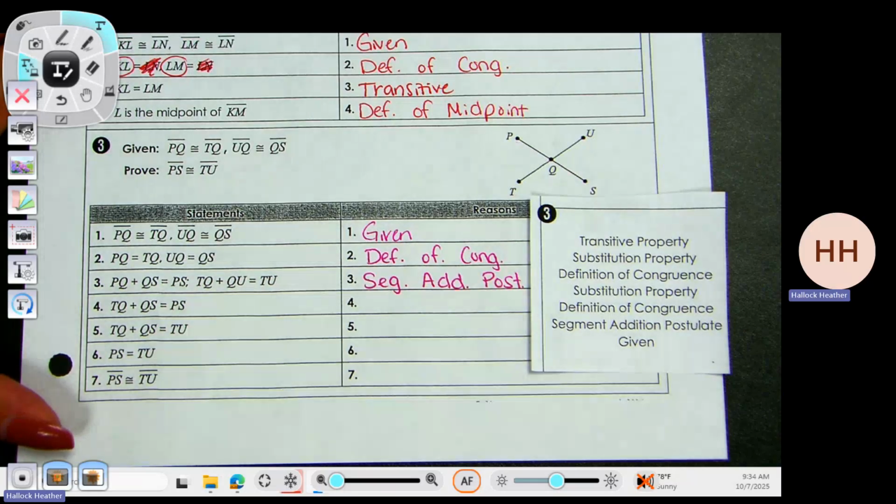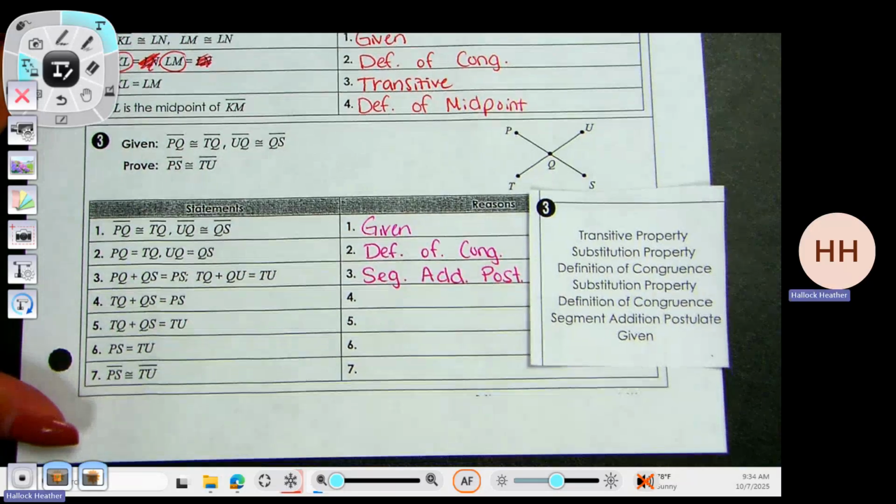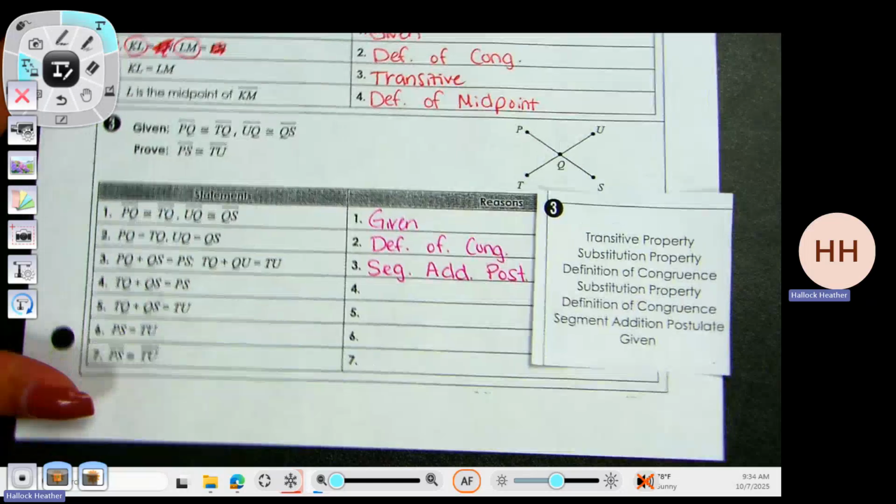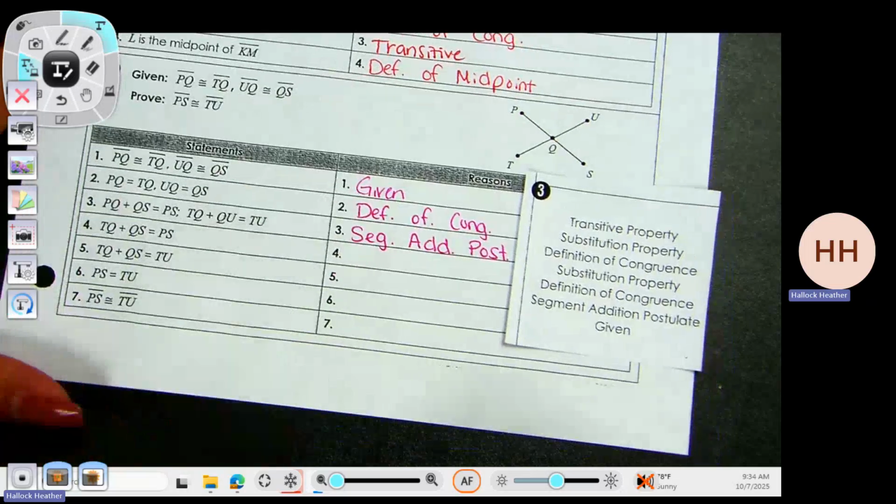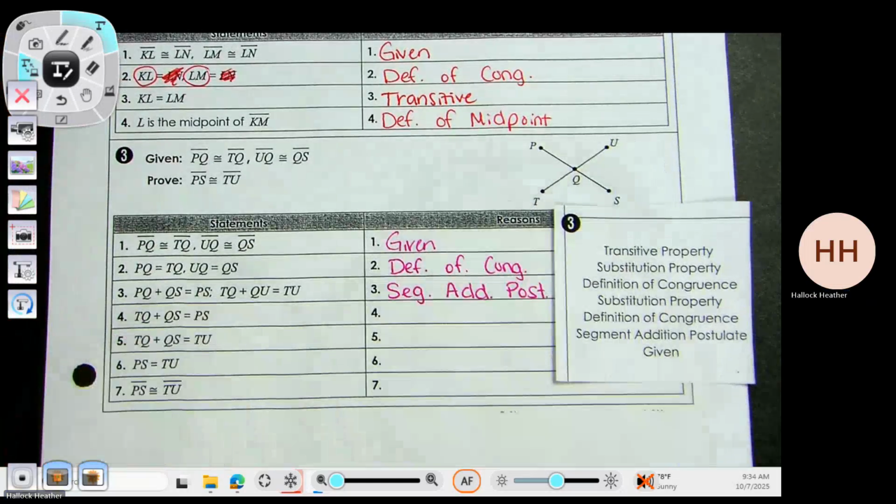So now from here, see if you can figure out the rest. Cross off what you've used. You're not going to use it more than once.